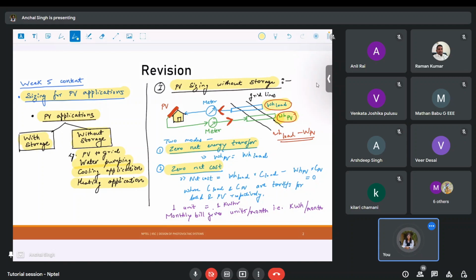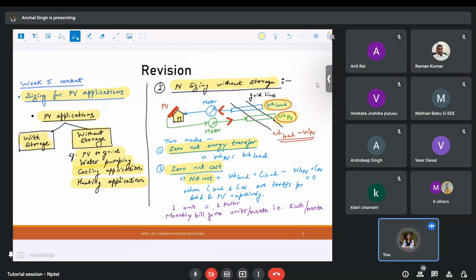Now, another kind of aim for this kind of topology could be zero net cost. Now, when will we achieve zero net cost? Let us see how we'll calculate the net cost. Usually, since the government is subsidizing solar, the tariff for solar is different from our normal energy consumption. Sometimes you are even paid higher if you are pumping solar energy into the grid.